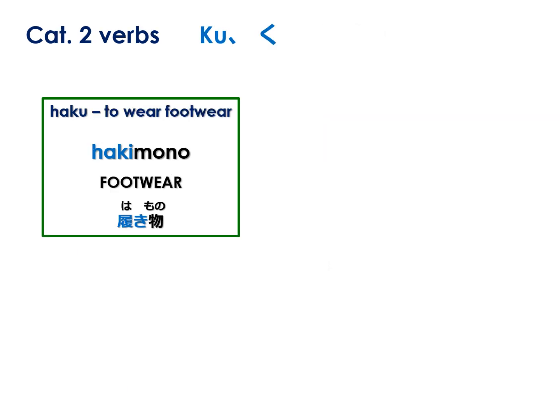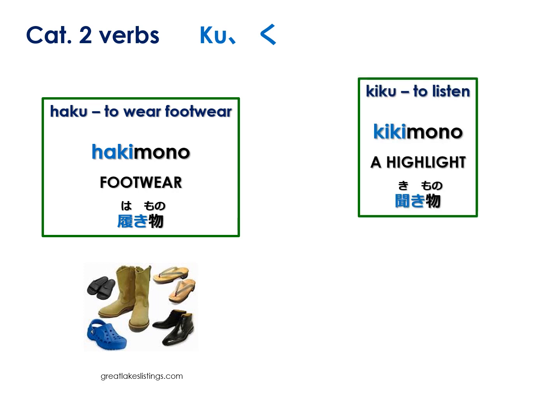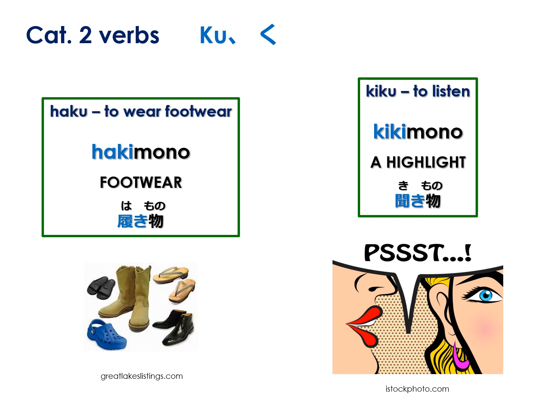Haku means to wear, and hakimono. Hakimono means footgear, which includes shoes, boots, clogs, sandals, slippers, and so on. Kiku means to listen or hear, and kikimono. Kikimono means something that's worth hearing. For example, news or gossip.